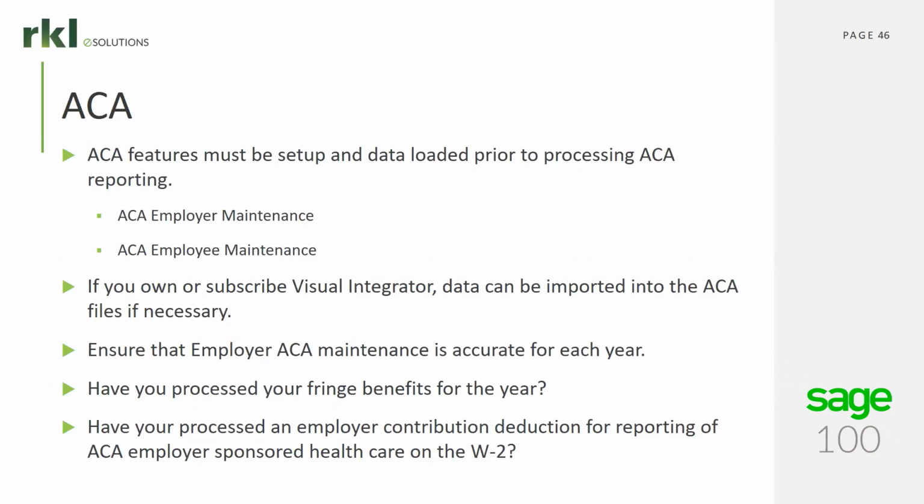You want to ensure that your employer ACA maintenance is accurate for each calendar year and that you have processed your fringe benefits for the year. And also, an employer contribution deduction should exist for reporting your ACA employer-sponsored health care on your W-2s.